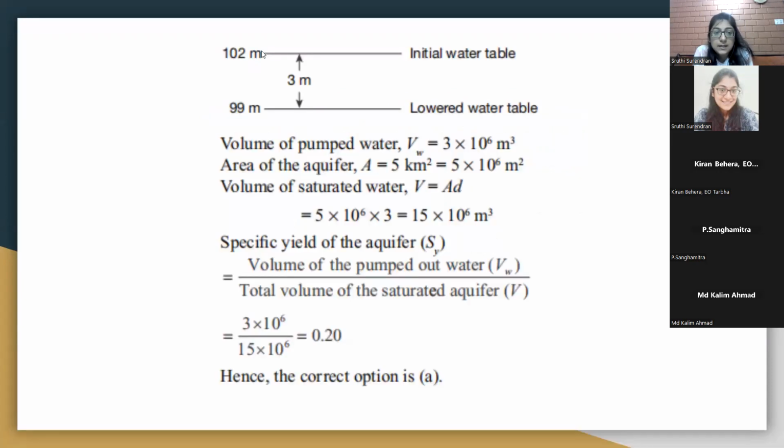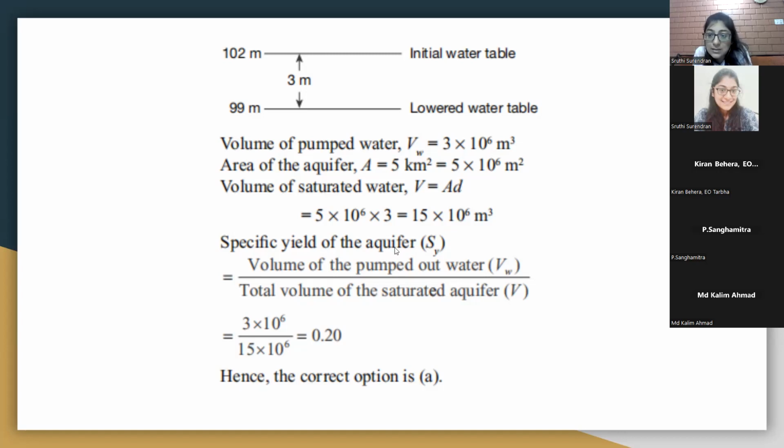So here they have said the water table is being reduced by 3 meters. So the volume of the pumped water is going to be 3 into 10 to the power 6 meter cube that they have given over here. Now the area of the aquifer is given as 5 kilometer square. When you convert it into meter square, it becomes 5 into 10 to the power 6 meter square. So what is the volume of the saturated water? It will be 5 into the depth of the water that has been reduced. The aquifer has the water table at 102 meter, which is reduced to 99 meter when the pumping is occurring. So that 3 meter into the area gives us the volume of the saturated water.